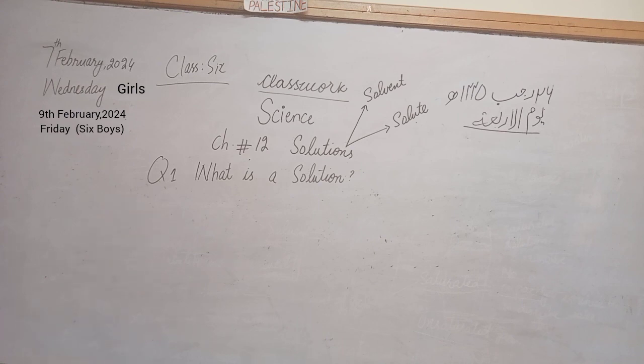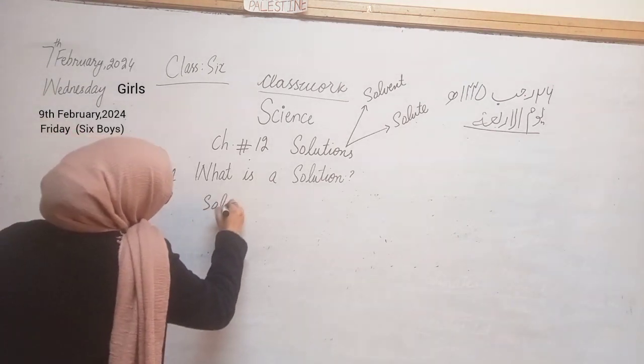I told you that solution is a mixture or combination of two or more than two substances, or you can simply say, in the case when we mix a solid with a liquid, we often get a mixture of two substances. If the substances will be dissolved or mixed, they will make a solution. Okay? In solution, you will also write about solvent and solute.